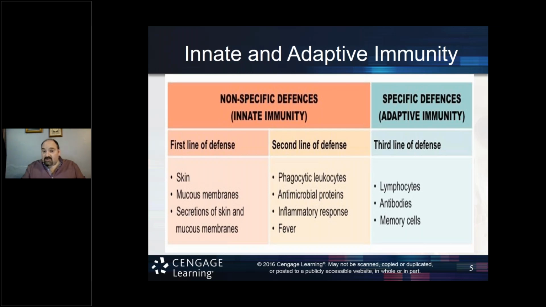Okay, and remember the neutrophils never let monkeys eat bananas. They're the highest in the numbers as far as how many are produced. Antimicrobial proteins we'll talk about, as well as inflammatory response. So we're talking about complement in particular. We'll talk about that in more detail.